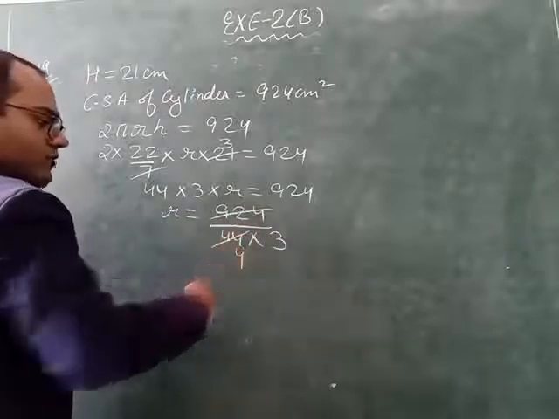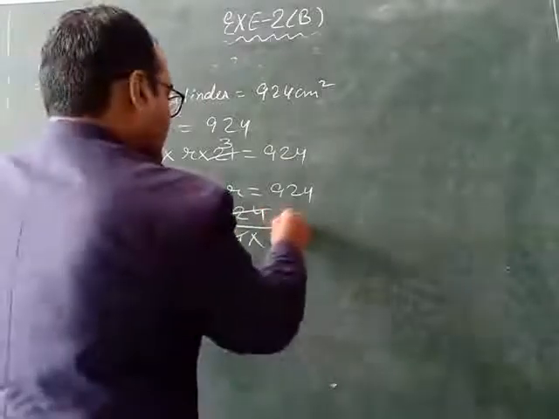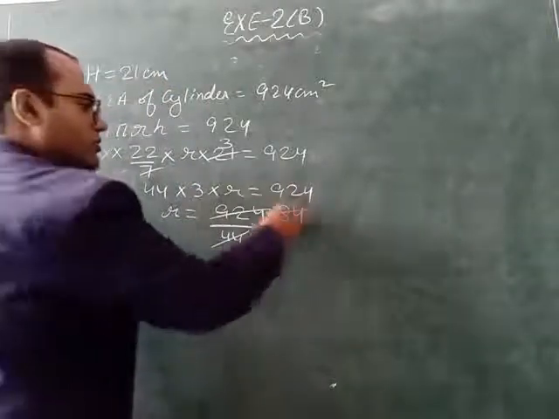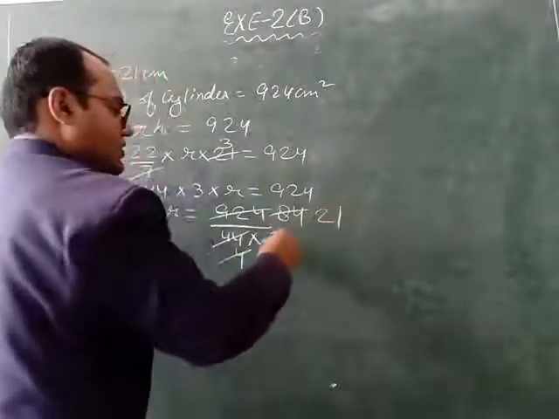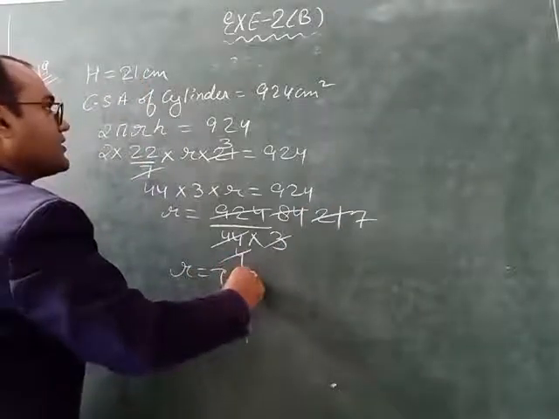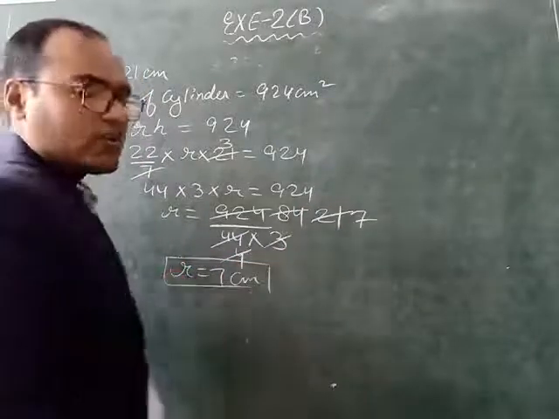11 4s are 44. 11 8s are 88. 11 4s are 44. 4 2s are 8. 4 1s are 4. 3 7s are 21. So the radius answer is 7 centimeter. So this is the answer for the radius.